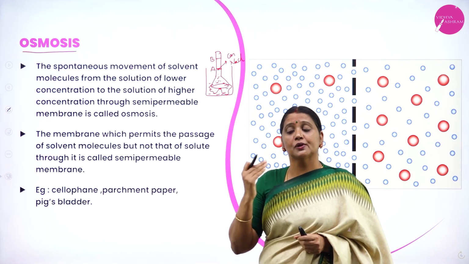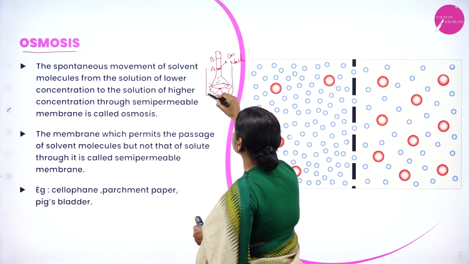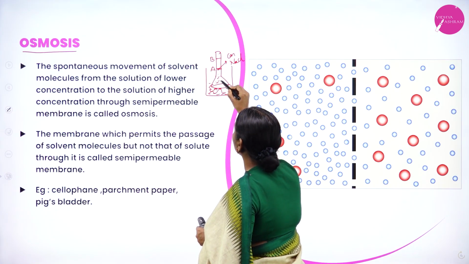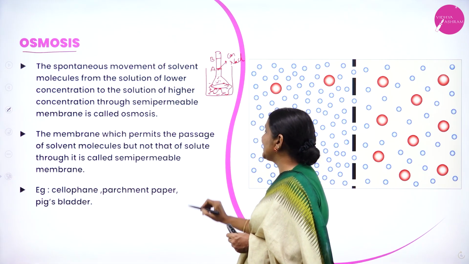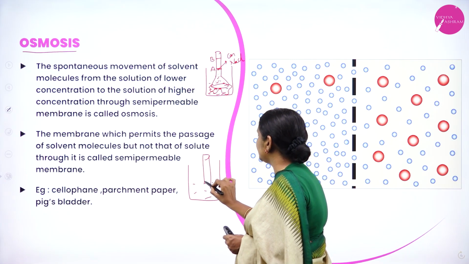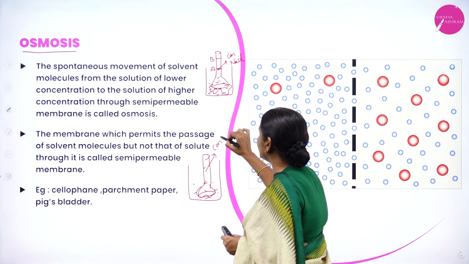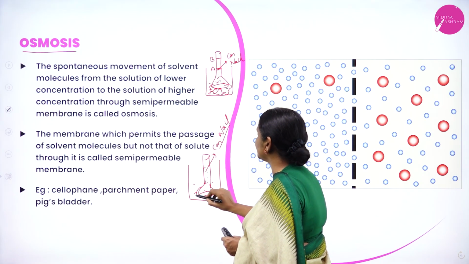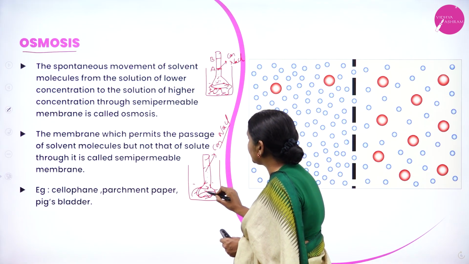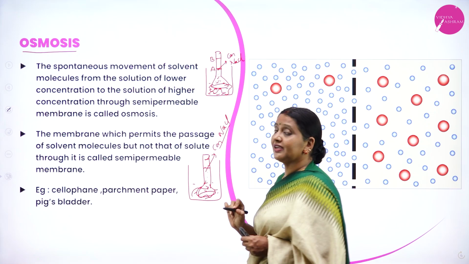Why? The level of the liquid inside the thistle funnel rises because of the movement of solvent molecules from the water in the beaker to the concentrated solution of NaCl. Here it is water, and inside the thistle funnel there is a concentrated solution of NaCl. The water molecules diffuse through the semi-permeable membrane into the thistle funnel. Therefore, the level of the liquid rises.